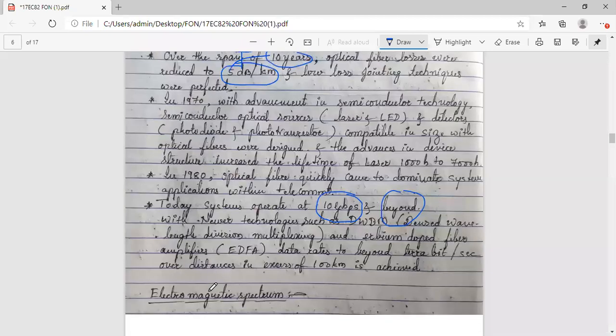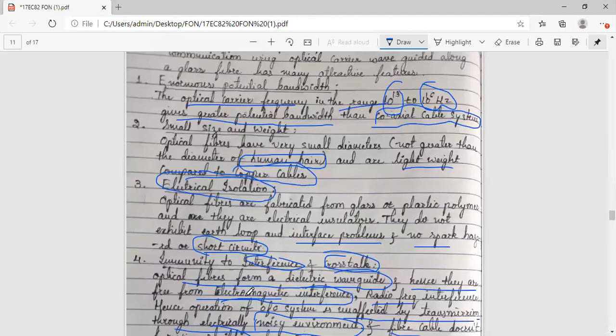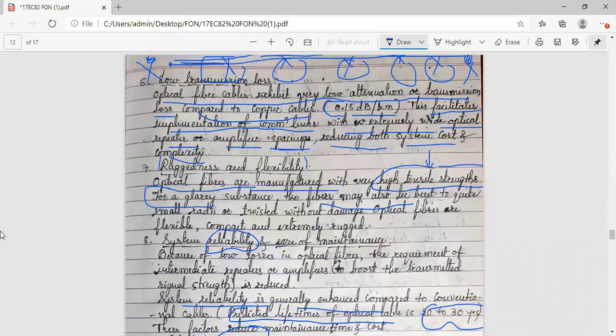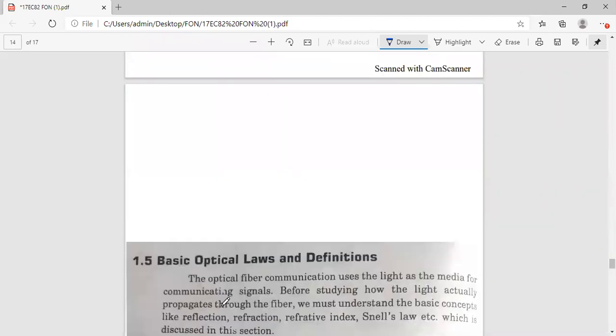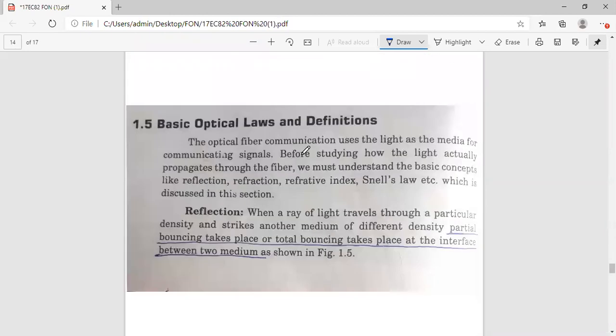Before going to this ray theory, the next concept, you should know some basic laws. I have some slides here and I will be sharing them, just go through them: the basic optical laws and definitions before moving to ray theory. You should know about these. You have already studied them. Reflection. So you know what a reflection is? Whenever a ray of light travels from one medium to the other medium, I think you have studied it in this way.